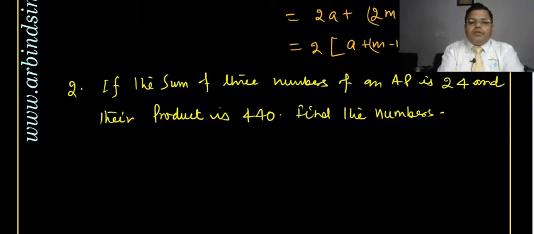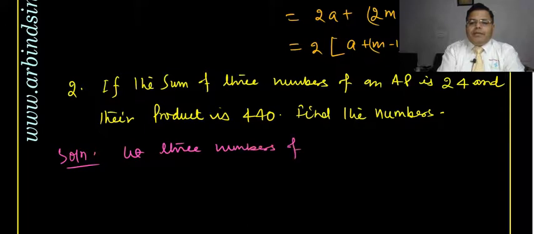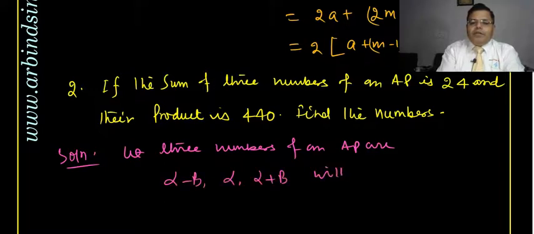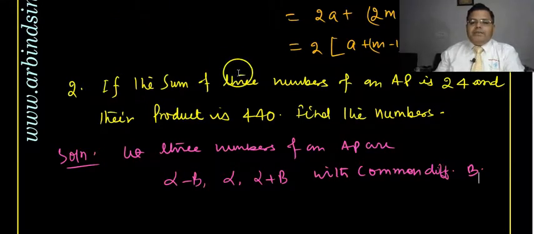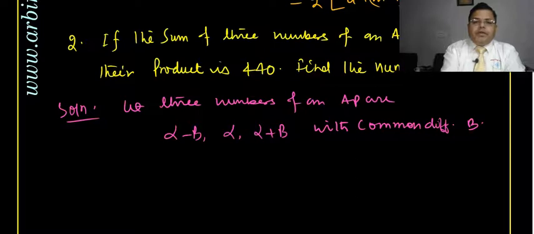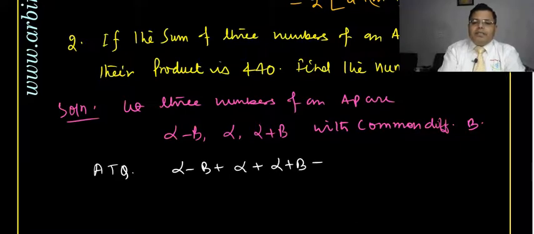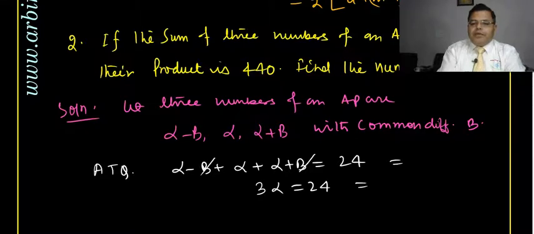So for the solution, let the three numbers of an AP be alpha minus beta, alpha and alpha plus beta, where beta is the common difference d. As per the question, the sum of the three numbers is 24. So alpha minus beta plus alpha plus alpha plus beta is 24. Beta cancels. 3 alpha is equal to 24, and therefore alpha is equal to 8. Now the numbers are 8 minus beta, 8 and 8 plus beta.